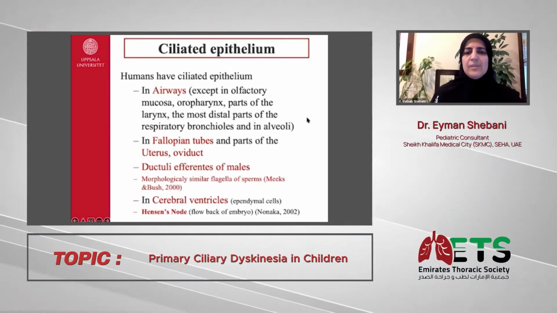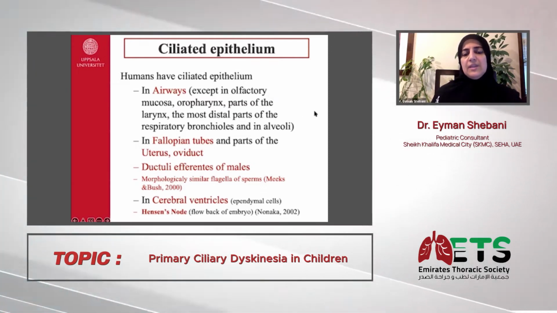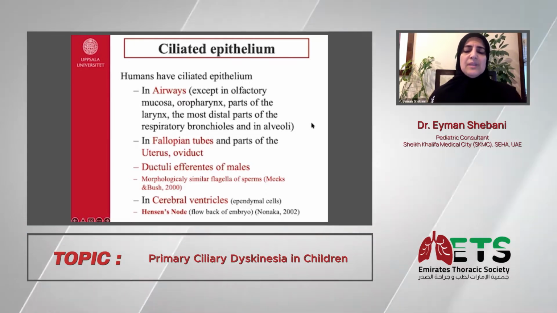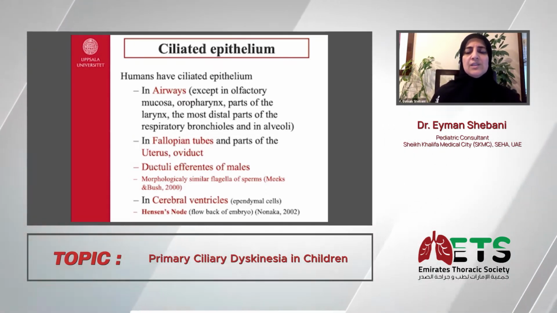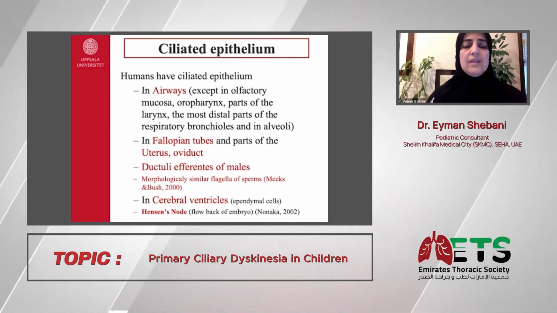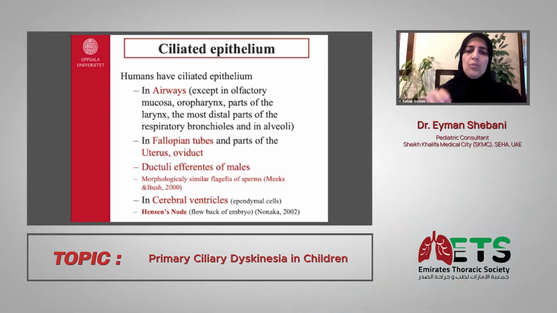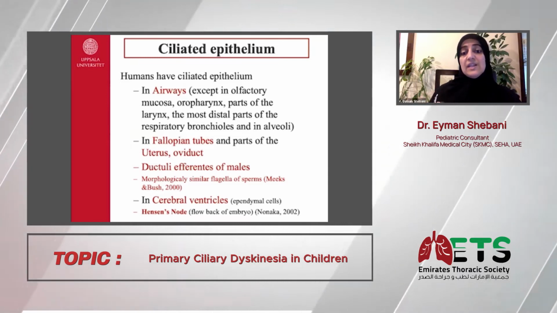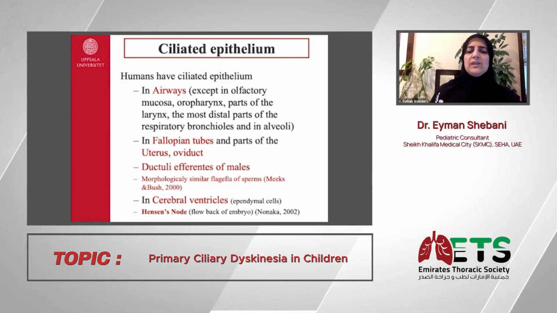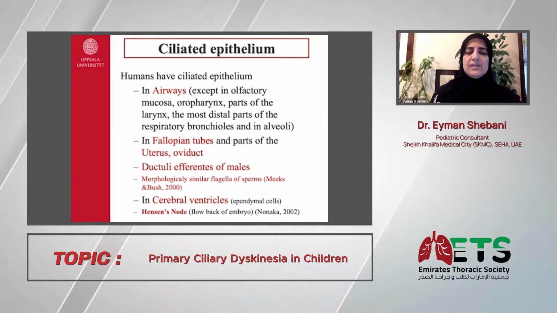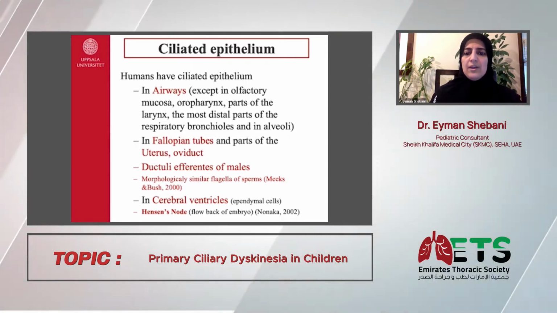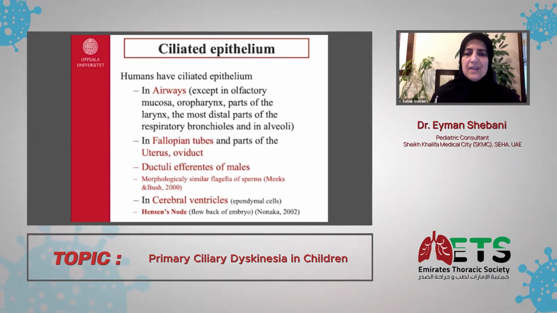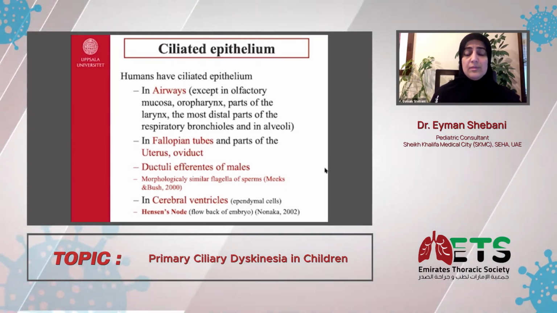Humans have ciliated epithelium. I'm going to mention where we have them, because in PCD you can have associated problems, and this is related to where the cilia are affected. So I'll tell you where the cilia are located. If you have PCD, you can expect problems with these. We have them mainly in the airways, except of course in the olfactory mucosa, oropharynx, part of the larynx, and the distal parts of the respiratory bronchioles.